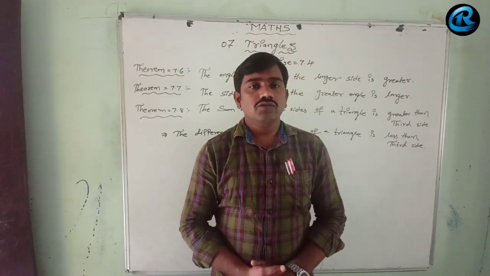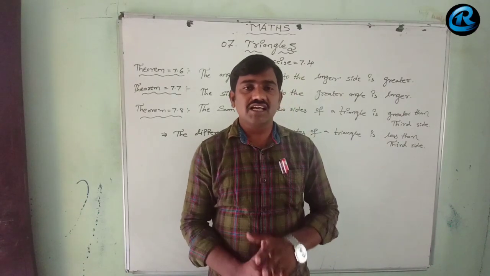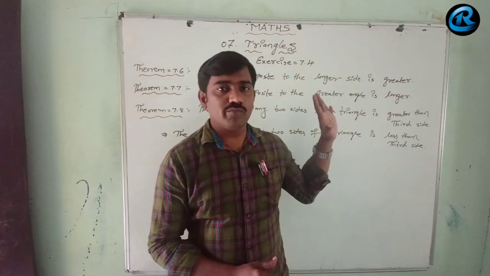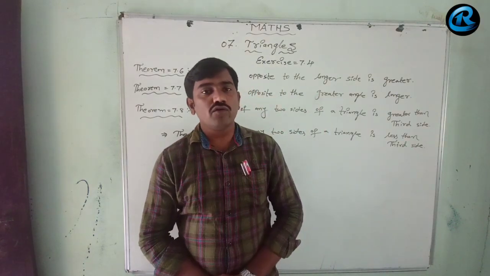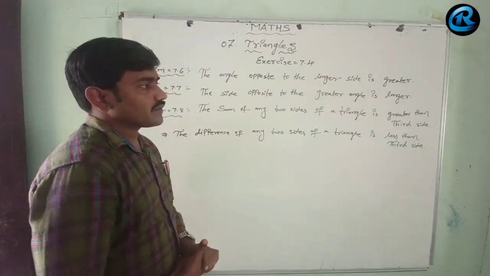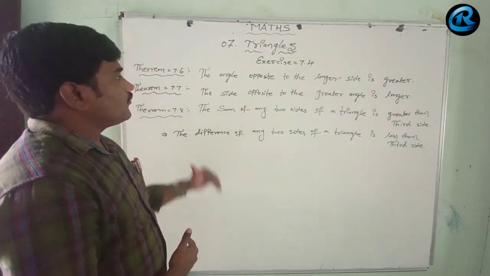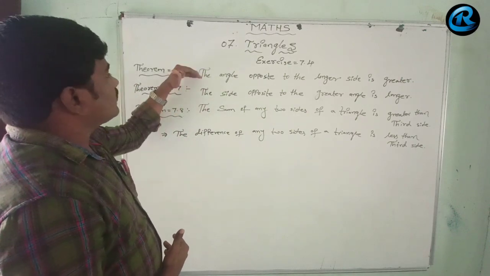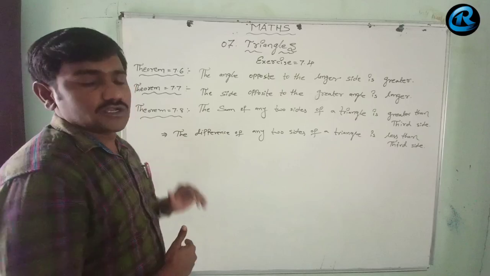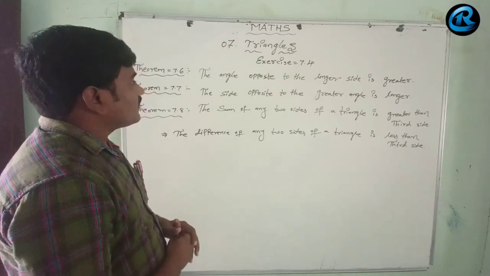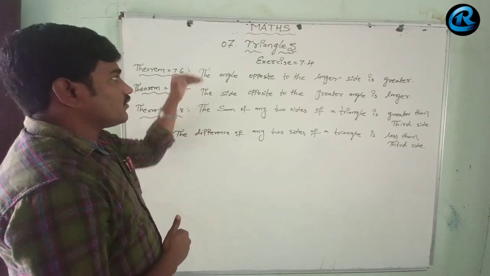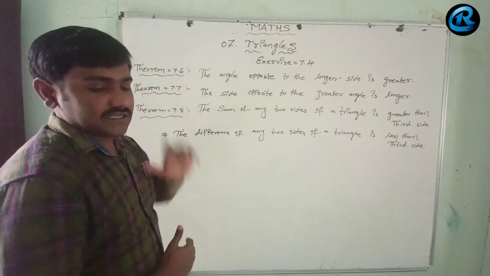Hi children, today you are going to learn ninth class 7th chapter, that is triangles, in that exercise number 7.4. In this 7.4 mainly we have to discuss the four theorems. If you know two of the theorems, 7.6 and 7.8, you will know the remaining two also, because they are the reciprocals of these two theorems. If you know one theorem, you will know the second theorem also.